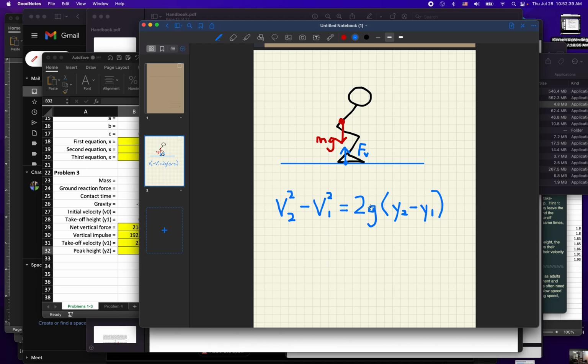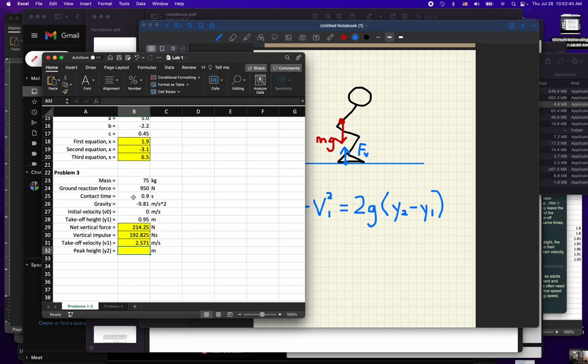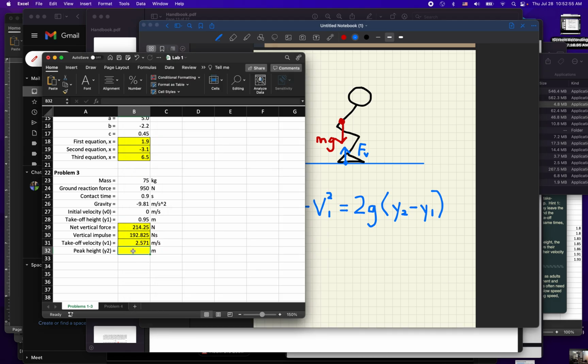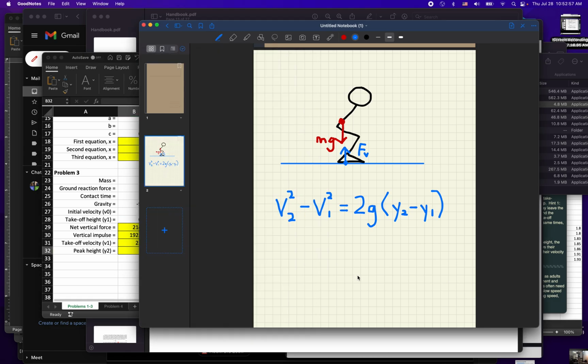We know G, we were given that. We know the height at takeoff, we were given that. That was 0.95 meters, I believe. We know V2, kinda. We got to reason it out here. And we know V1. We already calculated that. That was the 2.57. Okay.